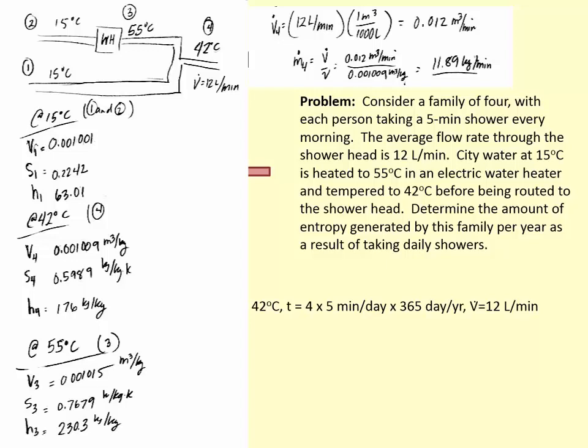And I'm going to leave it in terms of meters cubed per minute. Yeah, that's right. 0.012 meters cubed per minute is equal to this V dot 4. M dot is V dot 4 over V4. So this is 0.012 meters cubed per minute divided by the V4, which is 0.001009 meters cubed per kilogram. So this gives us an actual mass flow rate of 11.89 kilograms per minute. That's m dot 4.